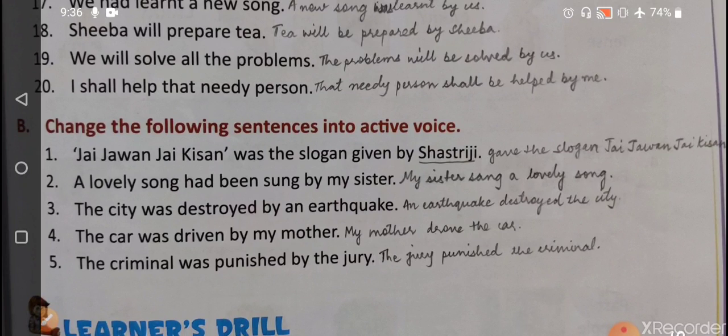Jai Jawan, Jai Kisan was the slogan given by Shastri ji. So Shastri ji gave the slogan Jai Jawan, Jai Kisan. A lovely song had been sung by my sister. So my sister sang a lovely song. The city was destroyed by an earthquake. An earthquake destroyed the city. Next is the car was driven by my mother. So my mother drove the car. The criminal was punished by the jury. The jury punished the criminal.